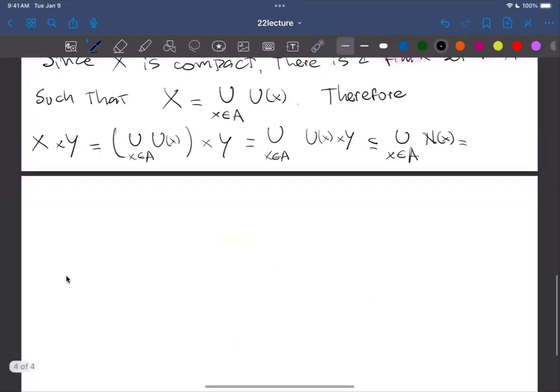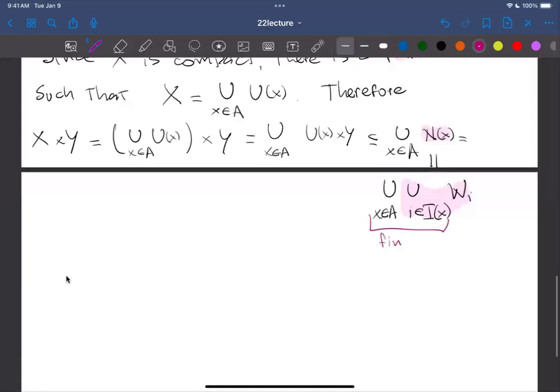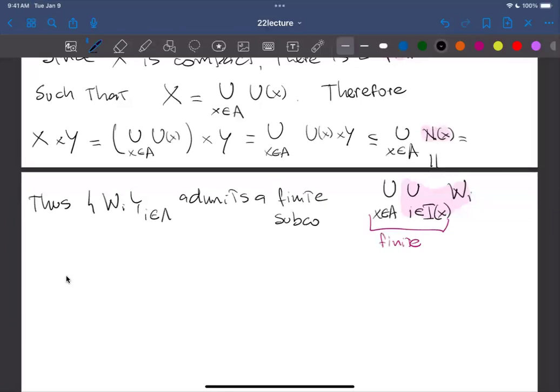So maybe I can continue here. N of x is the union over x in A, union over i in I_x, of W_i. Because N of x is exactly this guy. And the good thing here is that these two sets are finite. So the union is finite. And that means we have a finite subcover. Thus, the cover W_i, where i lives in Lambda, has a finite subcover. And we're done. This means that the product is compact. Okay, any questions?